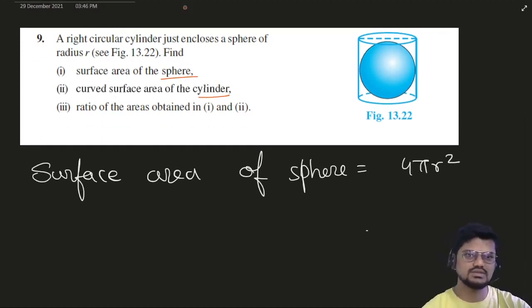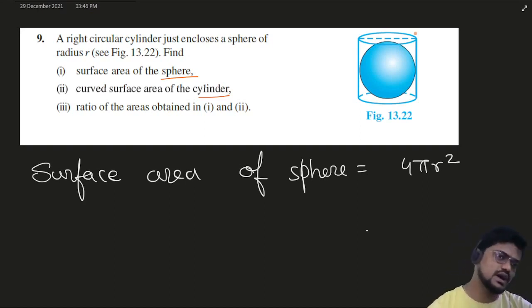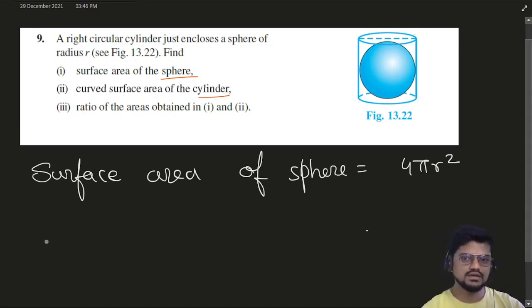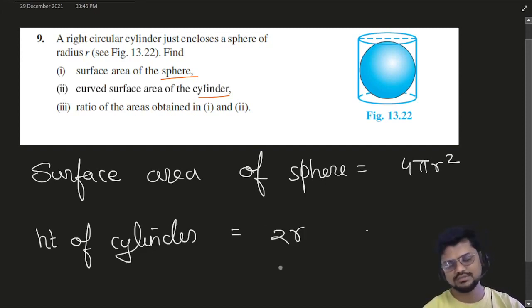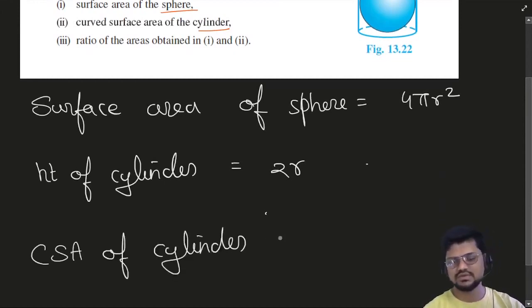Now, if this is a cylinder which is completely enclosing the sphere, that means the cylinder is touching the sphere on all the sides. That means the radius of the sphere will be equal to the radius of the cylinder. The height of the cylinder will be equal to the diameter of the sphere. So the height of the cylinder will be equal to 2r.